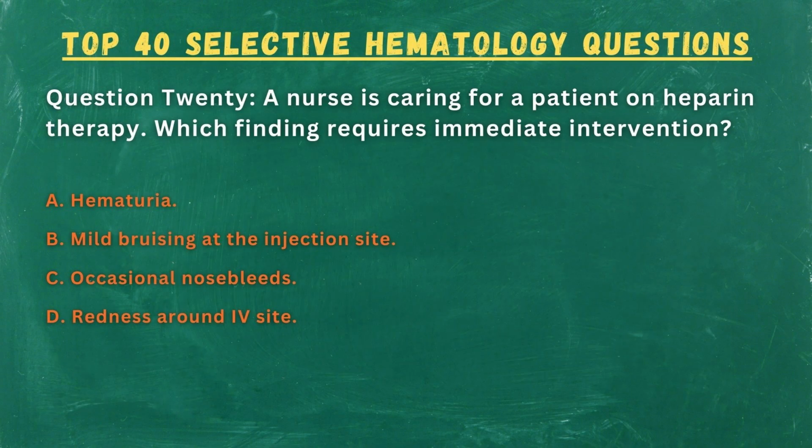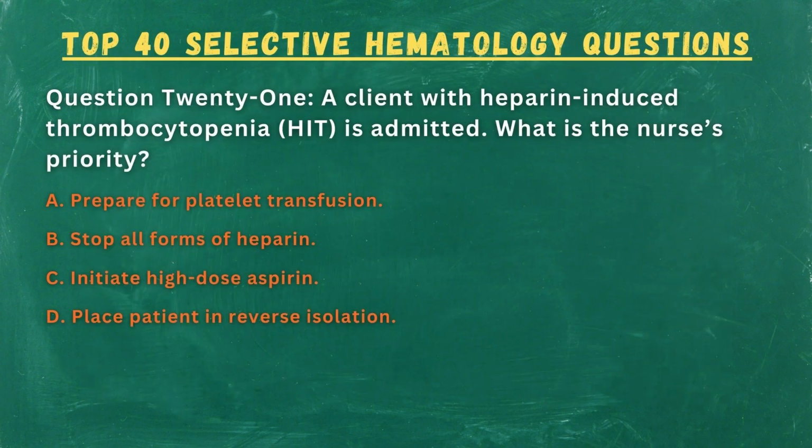Question 20. A nurse is caring for a patient on heparin therapy. Which finding requires immediate intervention? A. Hematuria. B. Mild bruising at the injection site. C. Occasional nosebleeds. D. Redness around site. Answer. A. Hematuria.